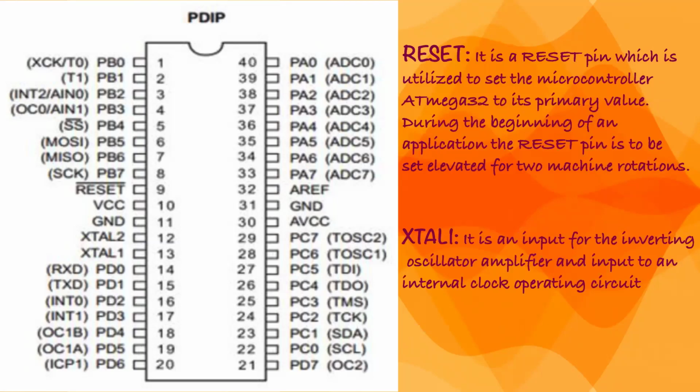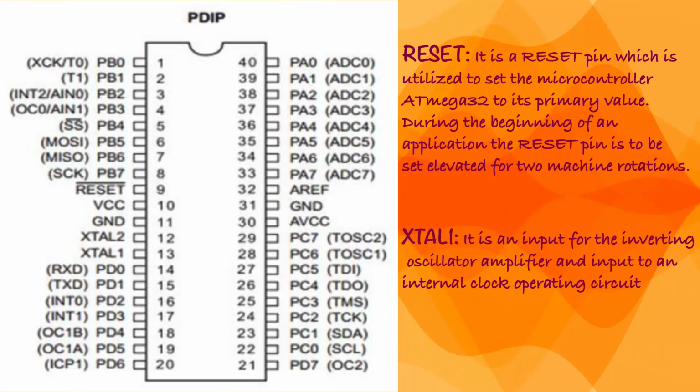Then comes the reset. Now, it is a reset pin which is utilized to set the microcontroller ATmega328 to its primary value. So whatever values have been stored when the microcontroller is used, again, if we press the reset, we give the supply to the reset pin, it will again set. That means if we provide the necessary supply voltage to the reset pin, basically setting the reset pin to be on, then we have a reset value, that is the primary value, or unassigned value, whatever we have stored, we get it back.